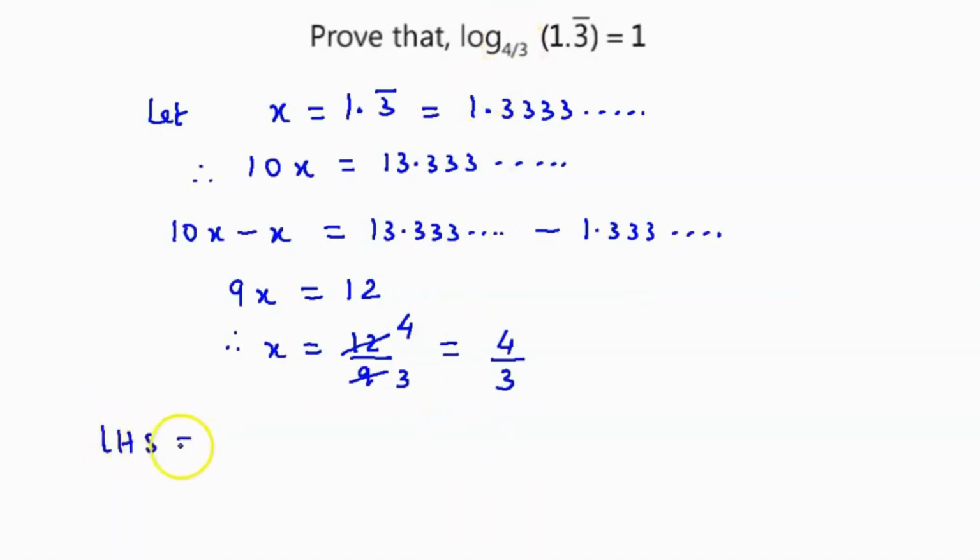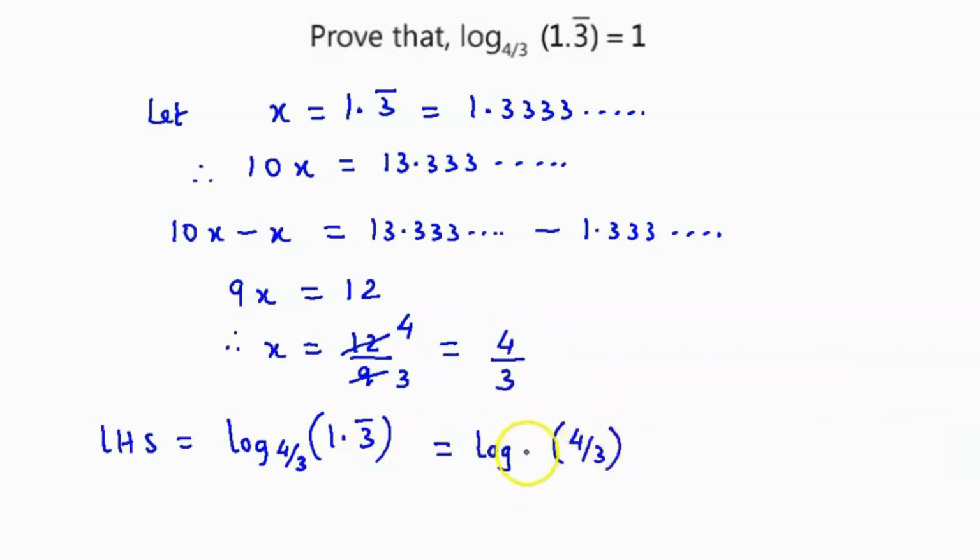And now we can easily prove this, so we write the left hand side. Left hand side is log of 1.3 bar to the base 4 by 3, so that is equal to, 1.3 bar is equal to 4 by 3, we have got this value, so we could say this is equal to log of 4 by 3 to the base 4 by 3. Now this is the form log a to the base a, therefore its answer will be 1 and that is equal to the right hand side.